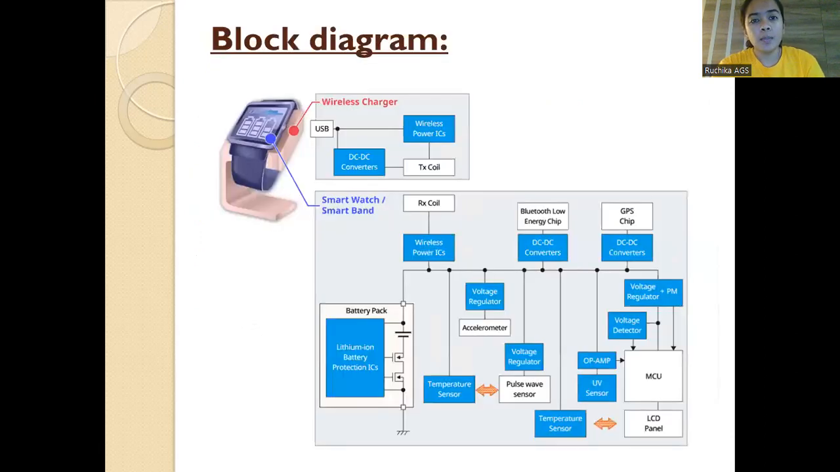Now, let's see the block diagram of a simple smartwatch. It has two ports: a wireless charger can be connected, and it also has a USB port. This smartwatch runs on a lithium battery, and it has several sensors like a temperature sensor, pulse sensor, and UV sensor, and all the contents are visible on the LCD panel. Here you also have Bluetooth, where you can connect with the mobile phone and work wirelessly.